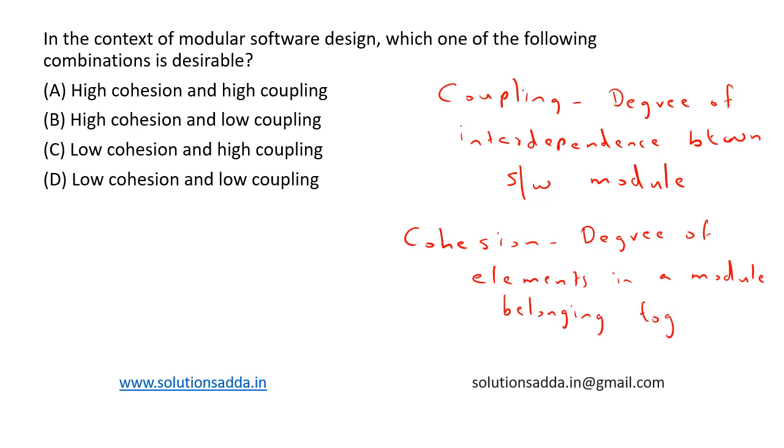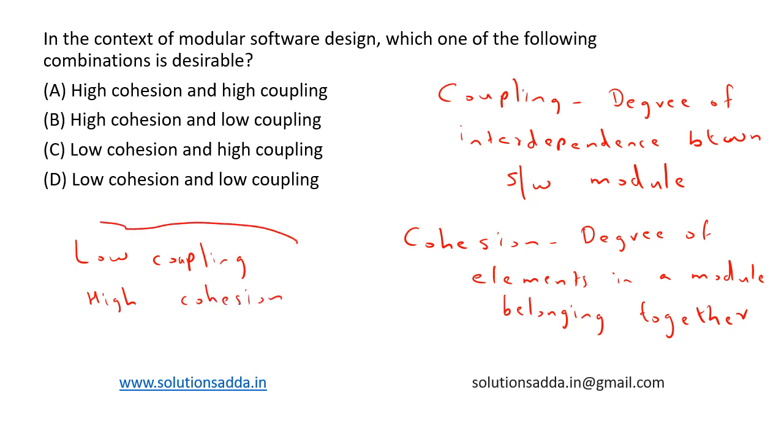So in a good software design, it is always desirable to have less interaction among modules, which means low coupling, and high cohesion, because the degree of togetherness between the elements in a single module should be high. So this is the desired property, that is low coupling and high cohesion. So option B, high cohesion and low coupling, is the correct answer here.